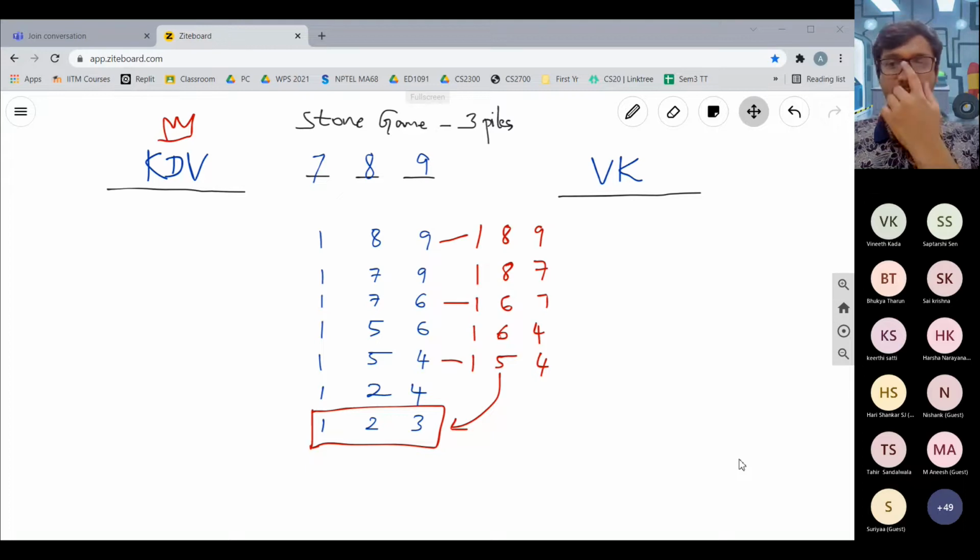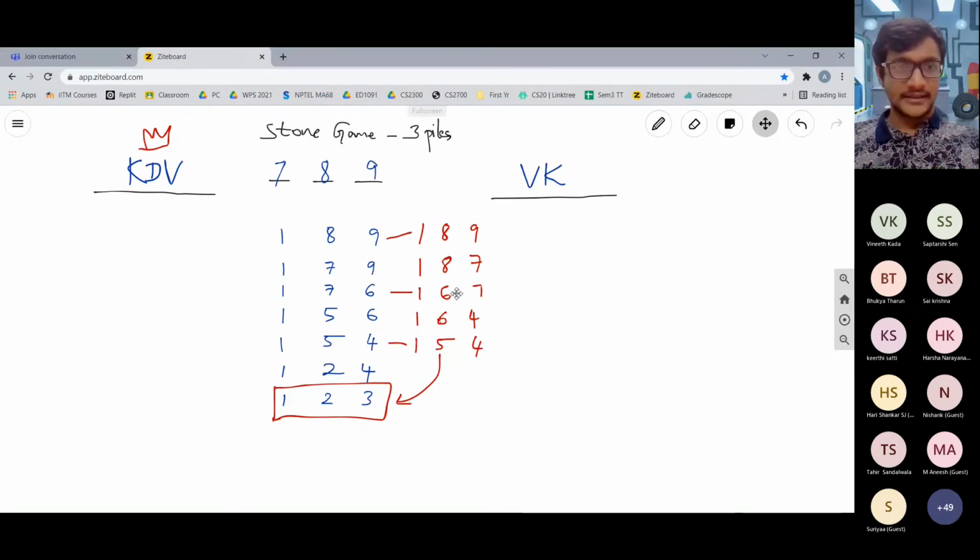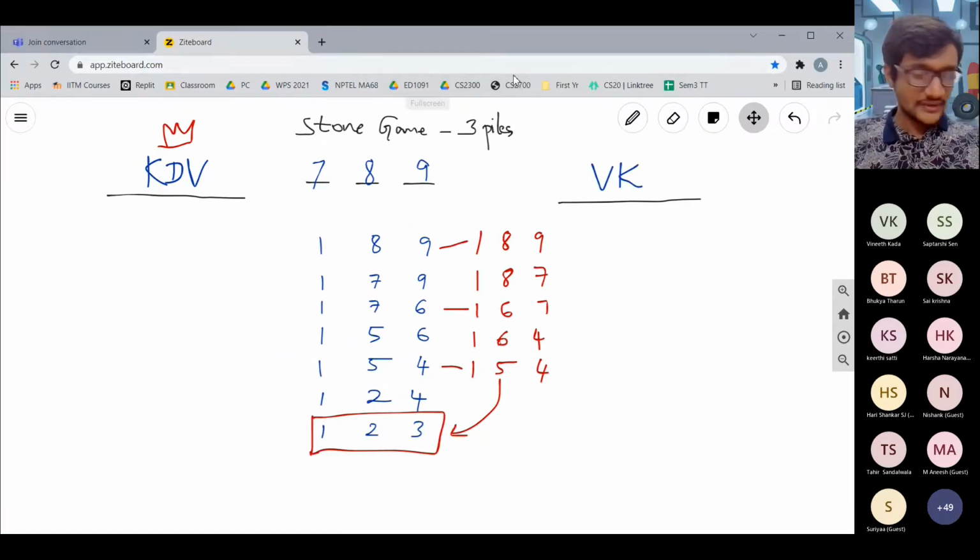I shared the link to the game in the chat. So that's, I guess, about the game. And so basically the algorithm has to do something with XOR of the piles. It can actually be played in general as well when there are n piles.